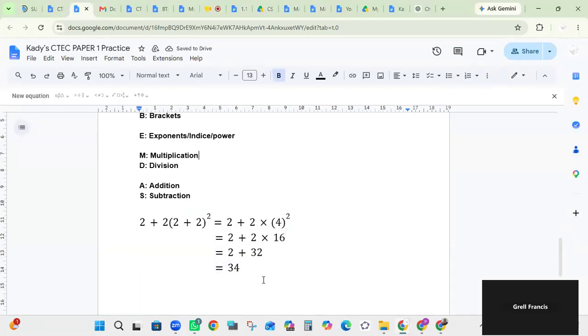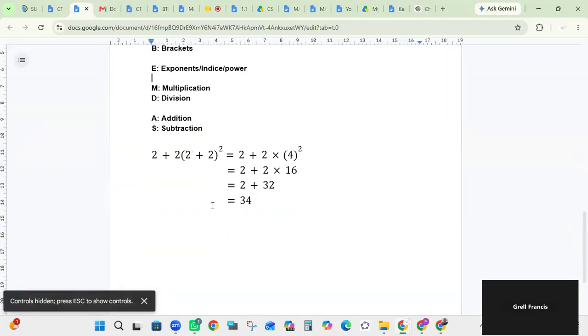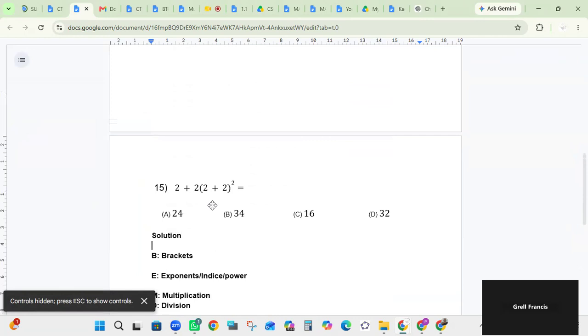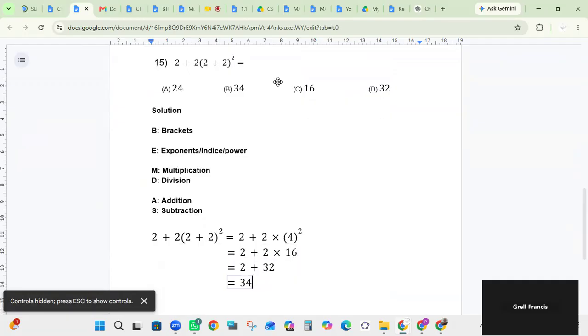So the answer is 34. First it's saying 2 plus 2. You got the answer, which is 4. Then you square the 4. And then below you say 2 plus 2 times 16. But there you have to do multiplication before you add. So don't say 2 plus 2 is 4 there. You must multiply first. 2 times 16 is 32, and then you say 32 plus 2 to get 34. So the answer is B.